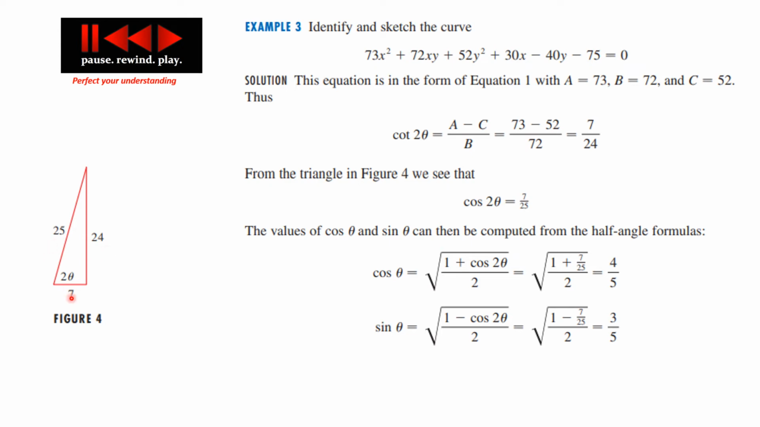We can use the Pythagorean theorem to figure out what this is. This is going to be 625 minus 49. That's going to be 576, the square root of that, and so that is 24. So this is the right triangle. So now we know all our trig functions. So the values of cosine theta and sine theta for our transformation can be computed from the half angle formulas. So the cosine of theta is equal to the square root of (1 plus cosine 2 theta) over 2. So I substitute that in, I do the calculation. I get that cosine theta is 4 over 5, and the sine theta, doing a similar calculation with a different half angle formula, is going to be 3 over 5. Check these calculations to make sure you understand what is going on. But now we have to continue with the problem.